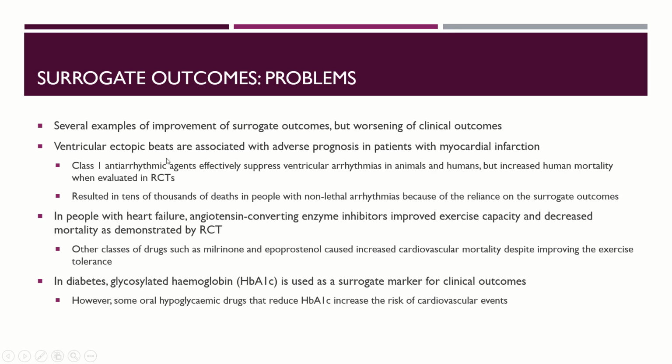So the theory is that if you suppress these ventricular ectopic beats, then it should improve the outcomes in humans. So class 1 antiarrhythmic agents, they effectively suppress the ventricular ectopic beats, but actually cause more mortality in humans. It resulted in tens of thousands of deaths in people with non-lethal arrhythmias because of the reliance on the surrogate outcomes.